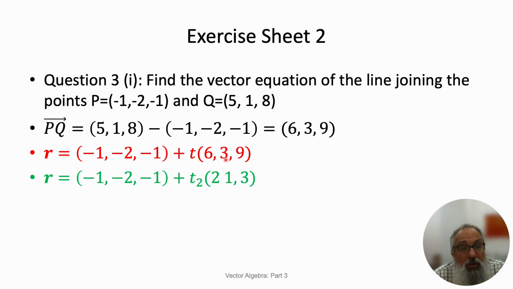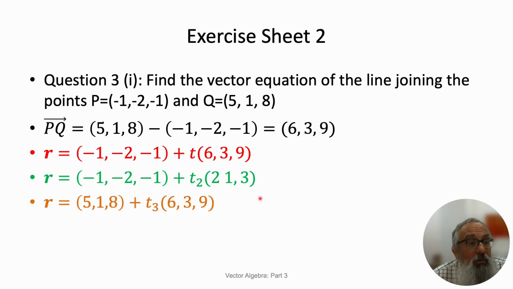So we don't need to use that (6, 3, 9). We can use some factor of that, some multiple of it. And we'd often do that if we wanted to simplify it, maybe put it into integers. But note the multiplier is going to be different. I've written it down as t2 here.